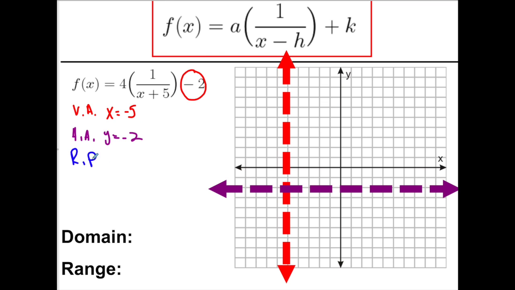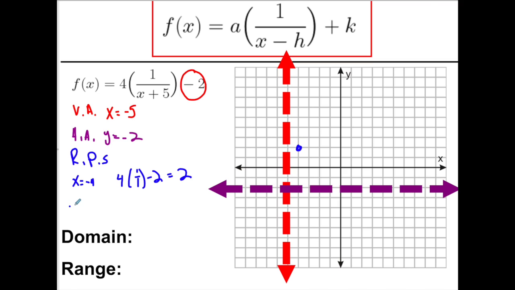Now, I want reference points. So to get my reference points, I'm going to try my best to make this as easy as possible. You're just going to choose 2 and plug them in. I'm going to plug in negative 4 because negative 4 plus 5 is 1. So I've got 4 times 1 minus 2, which is 2. So I've got the point negative 4, 2.